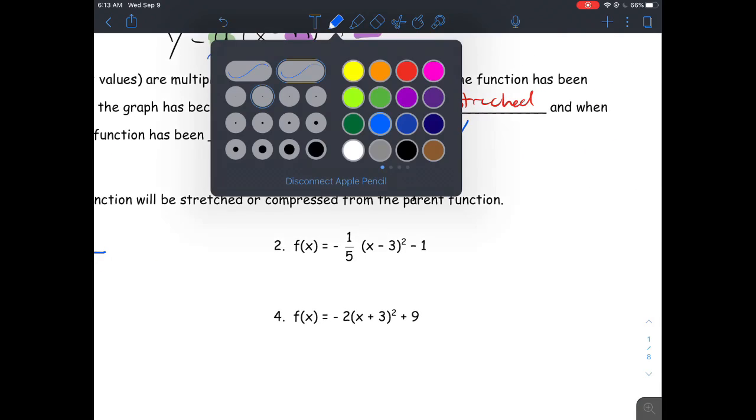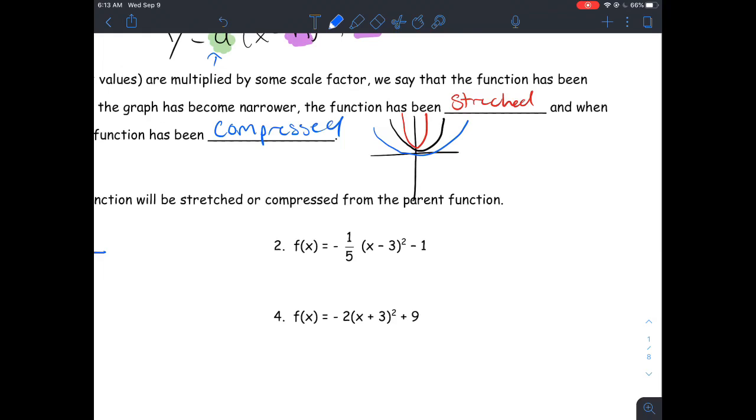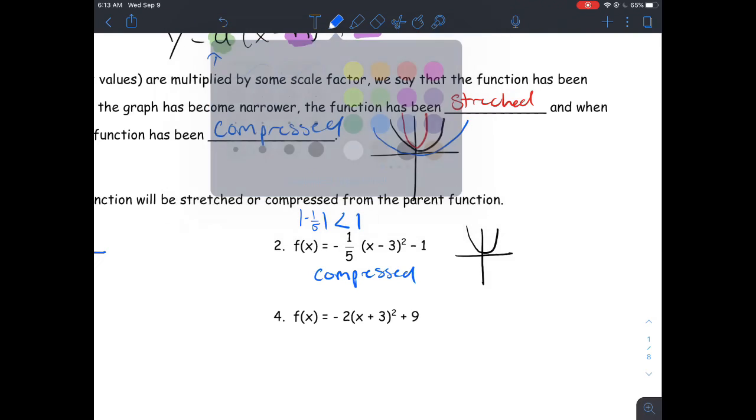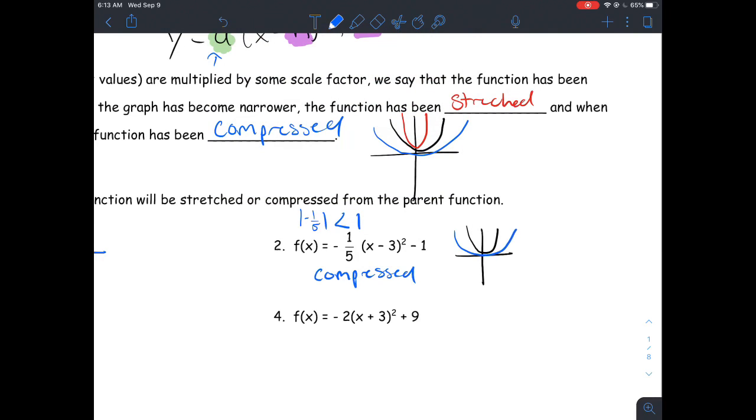All right. Now, number 2. Again, we have to look at the absolute value. So we're going to say, okay, what's the absolute value of negative 1/5? Well, that is less than 1. Okay, it's smaller than 1, which means that it's going to be compressed. So again, if this is our parent function, this graph will be compressed.